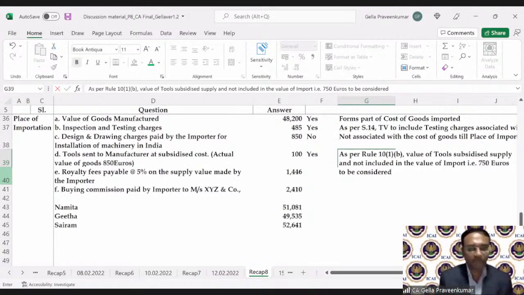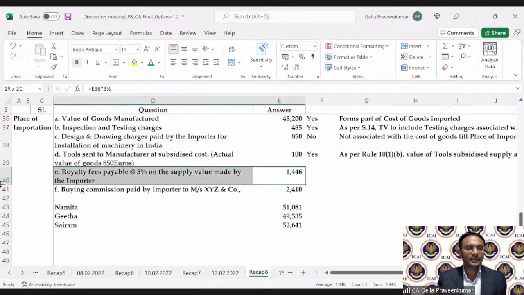I repeat my point once again, students. 48,200, which was the value imported, definitely, because Praveen has exported to Priya for 100 euros. Priya, while sending back these goods, would consider only 100 euros. Why? Because Praveen supplied for 100 and Priya is sending back at 100 euros. So this 48,200 euros includes only 100. The balance amount of 750 euros was not there. So I apply my Rule 10 and I add back that 750 euros.